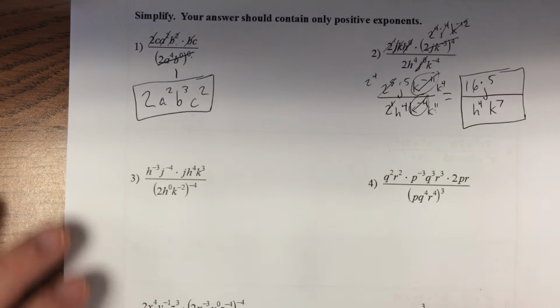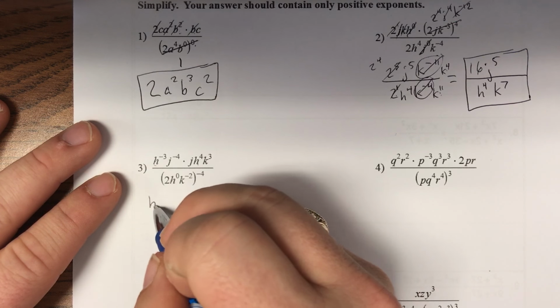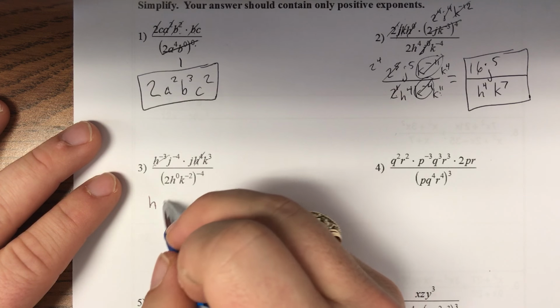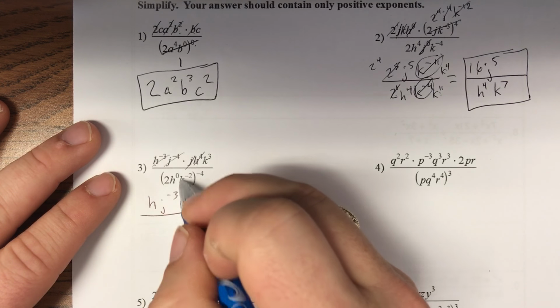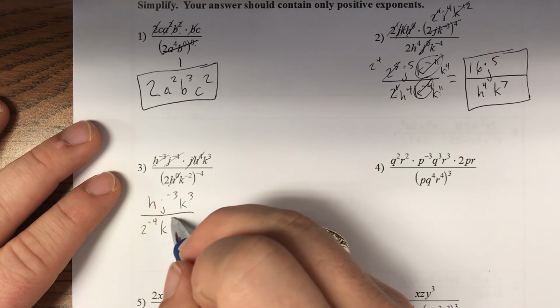On number 3, I'm going to go ahead and combine anything I can on the top, so that's going to be h to the 1st, j to the negative 3rd, and k to the 3rd. H is gone, so 2 to the negative 4th, and k to the 8th.